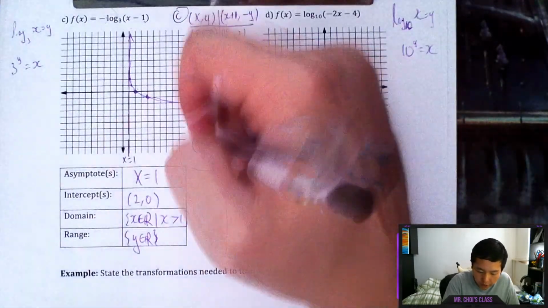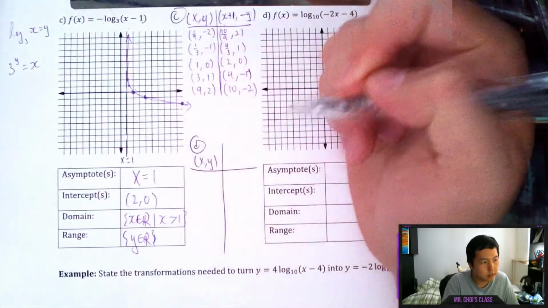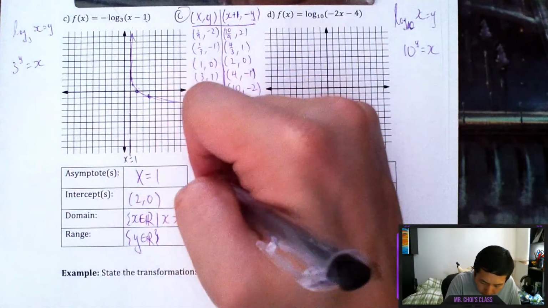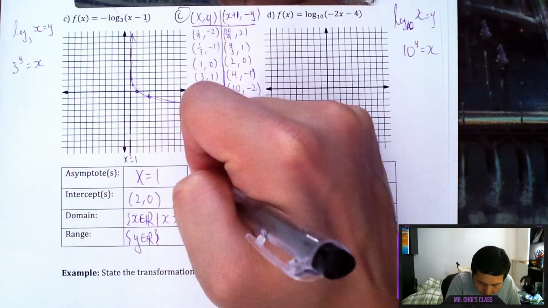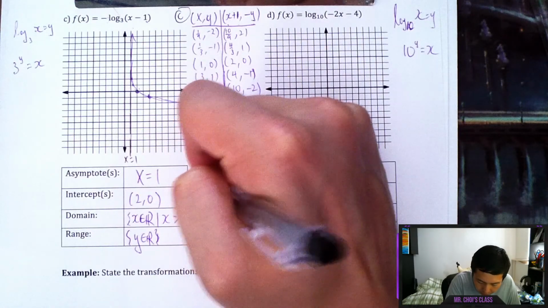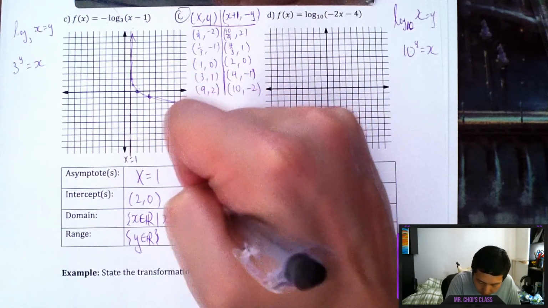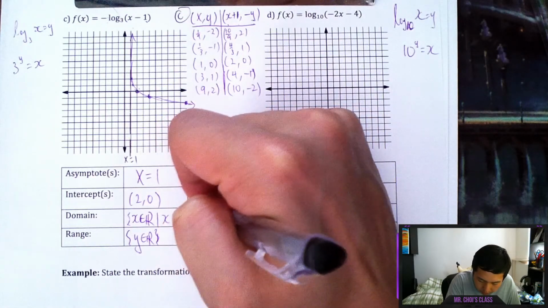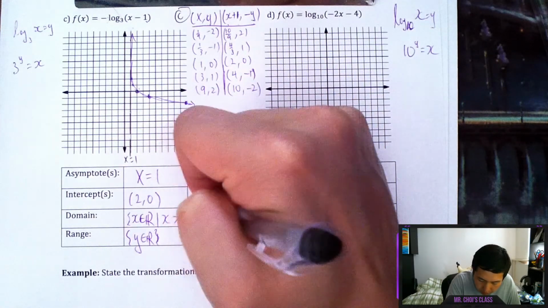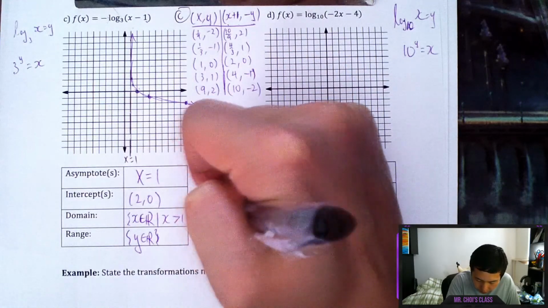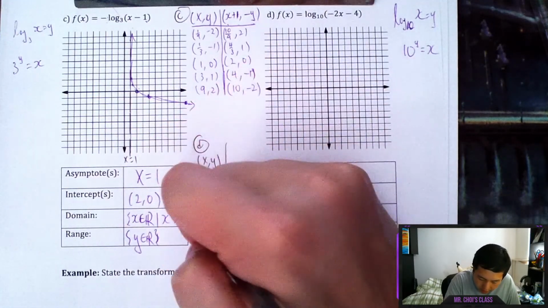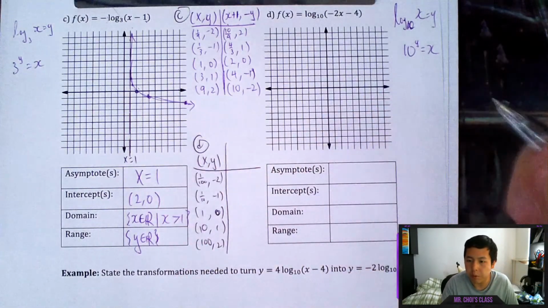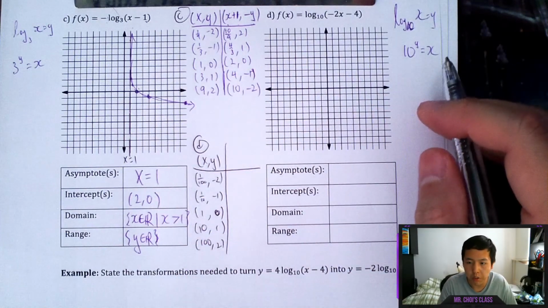Okay. So x comma y, let's start with that. And so we have 1 over 100 and -2. 1 over 10 is -1. 1 is 0. 10 is 1. And then 100 is 2. So these are much bigger values that we're working with.